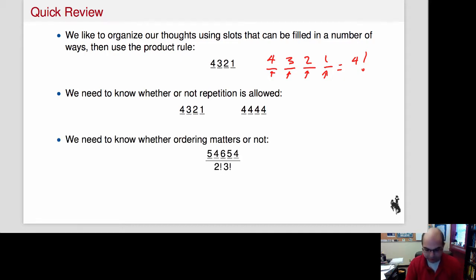The other thing to keep in mind is about ordering. Do we actually care whether we choose A, B, C or B, A, C? And are those different or are those the same? When we're counting with the slots and we put 4, 3, 2, 1, then we're actually implicitly counting ordering.